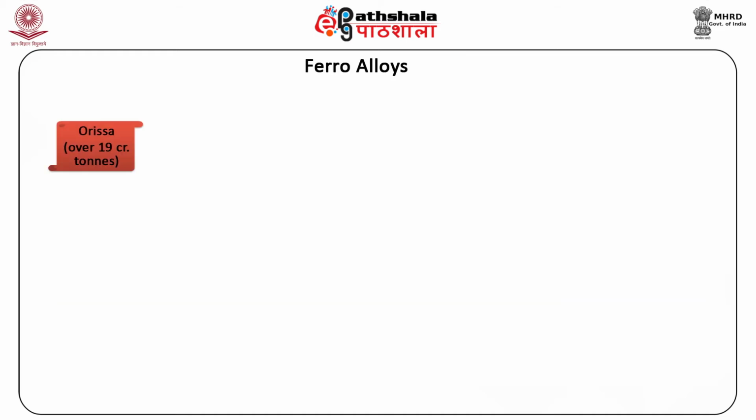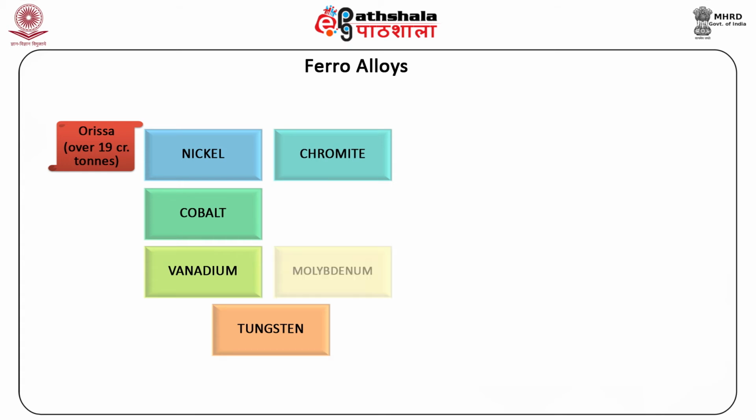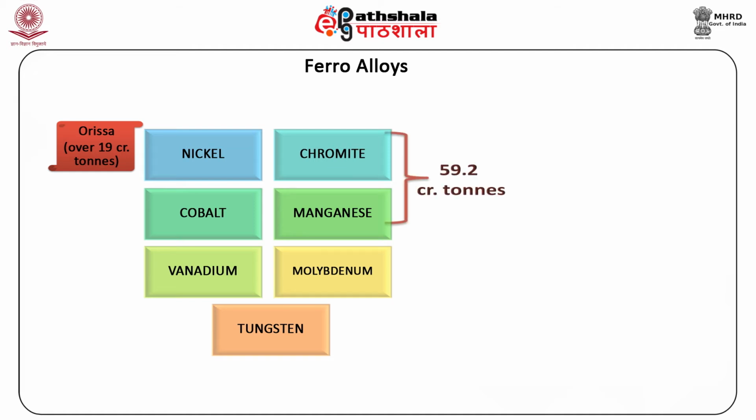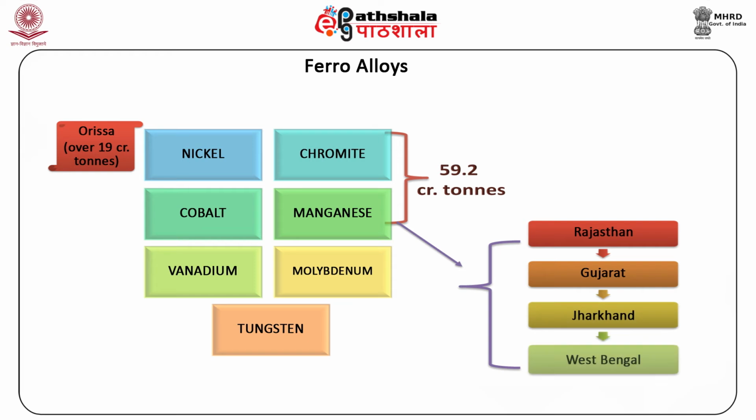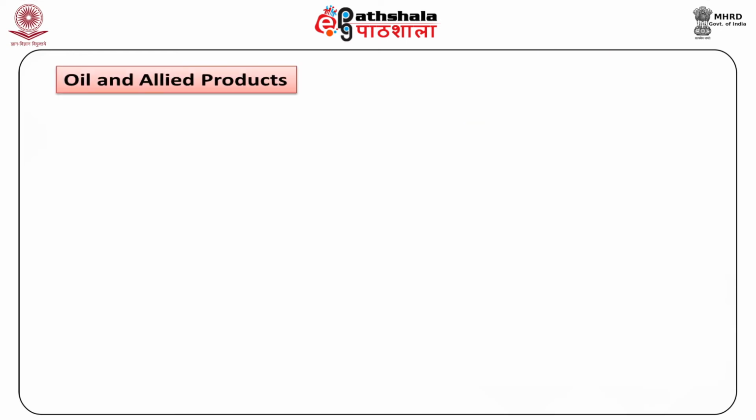Ferro alloys, or metals used with iron to make steel, include nickel, chromite, cobalt, tungsten, vanadium, molybdenum, and manganese. Only manganese and chromite are in abundance, with total reserves of 59.2 crore tons for both. While manganese is found in Rajasthan, Gujarat, Jharkhand, and West Bengal, the reserves of chromite are found in Bihar, Karnataka, Orissa, and Tamil Nadu. Next most important reserve is of nickel, found mainly in Orissa, with over 19 crore tons of deposits.